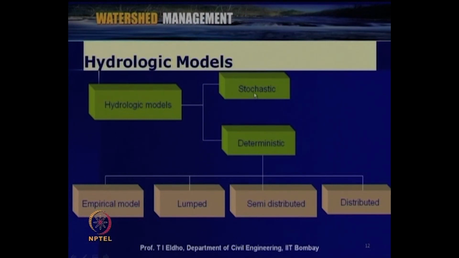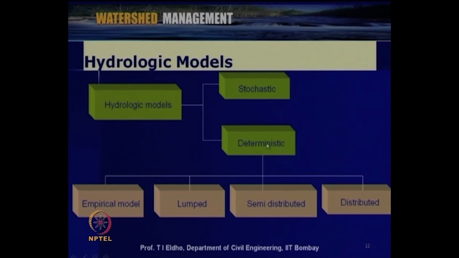So, finally, we have seen the various classifications of models. Considering what we have discussed so far, hydrologic models are also part of watershed models. Hydrologic models mainly deal with the rainfall to runoff process. That way, hydrologic models can be classified into two categories: one is deterministic hydrologic models, and the second is stochastic hydrologic models.